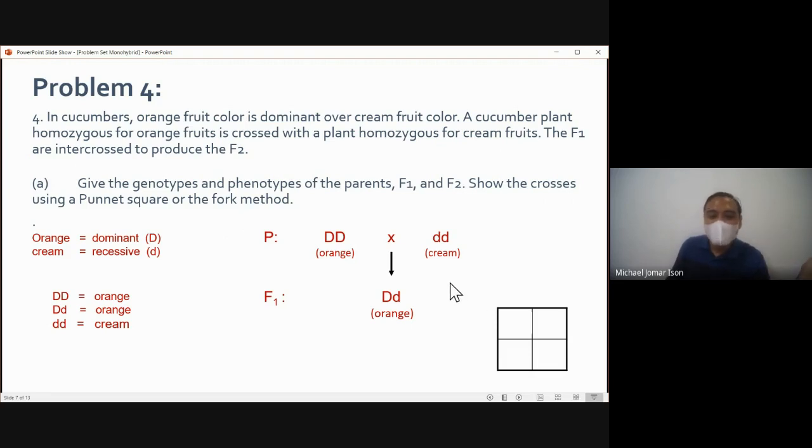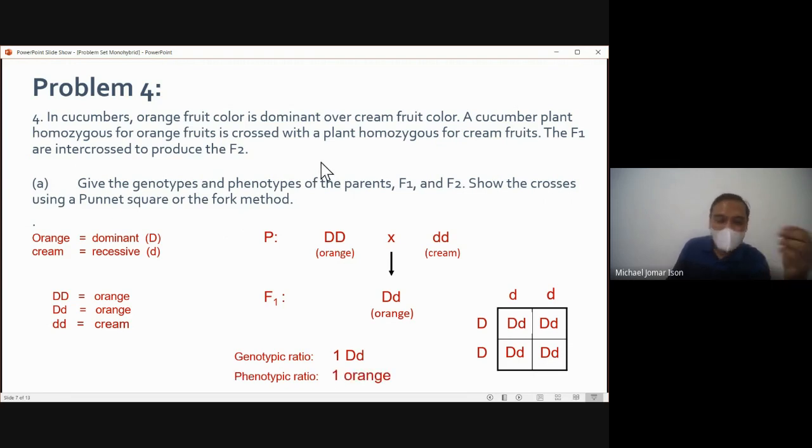Now, just to show how the heterozygote is produced, separating the two big D's into separate gametes, we have the big D and big D over here, and the genotype of the cream, separating them into two gametes, we have the small d and the small d. The first box is a heterozygote, the second box is a heterozygote, the third box is a heterozygote, and the fourth box is a heterozygote, which leads us to a genotypic ratio of 4 out of 4 heterozygote big D small d, reducing it into 1 big D small d, and a phenotypic ratio of 1 orange as well. Because 1, 2, 3, 4, there are 4 orange colored progenies, and reducing this, it becomes 1 orange progeny.